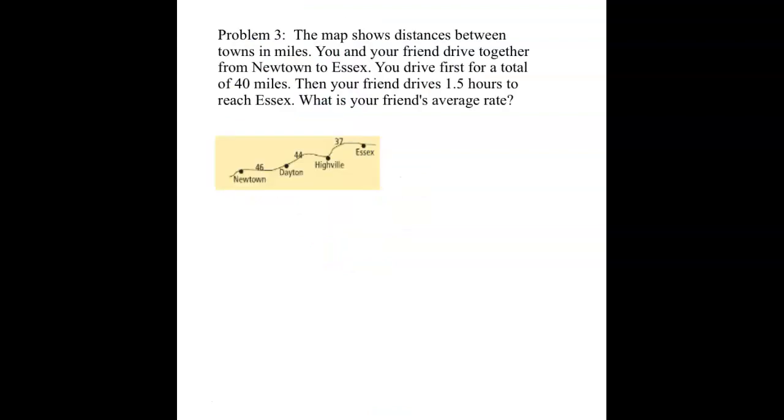All right, sometimes we actually have to set up the equation. It says the map shows distances between towns in miles. You and your friend drive together from Newtown to Essex. You drive first for a total of 40 miles. Then your friend drives 1.5 hours to reach Essex. What is your friend's average rate? So we are starting out here, and we want to end up here.